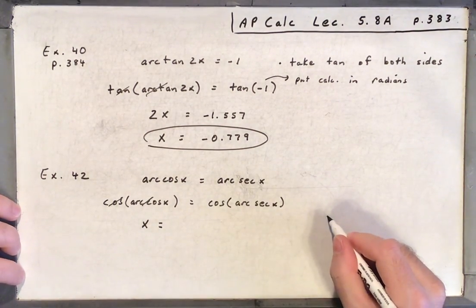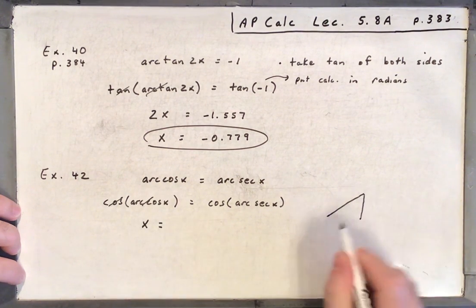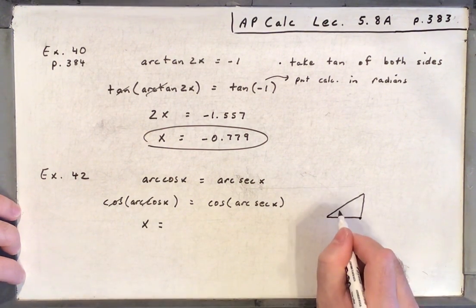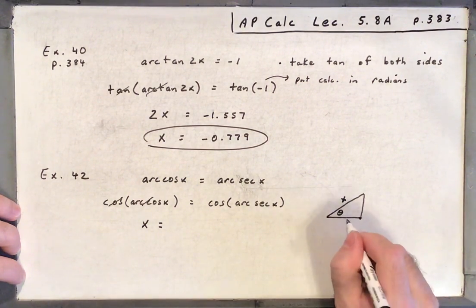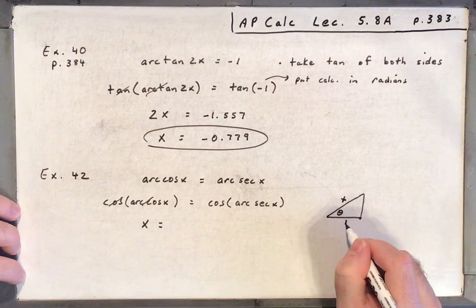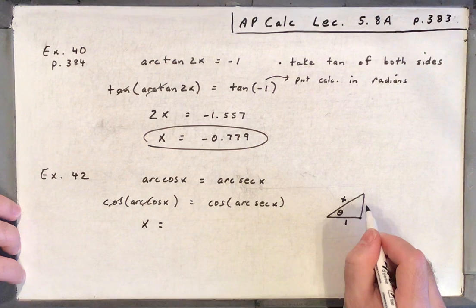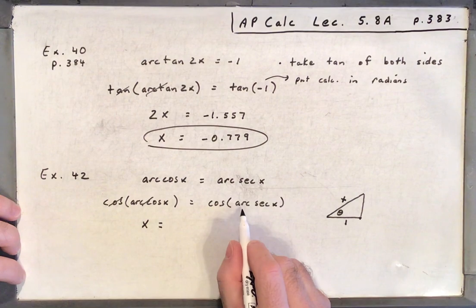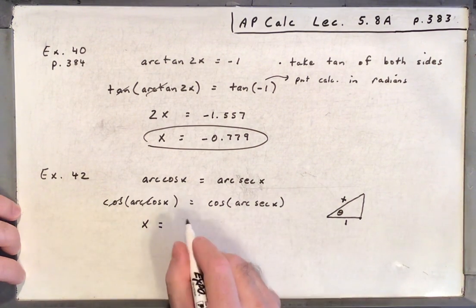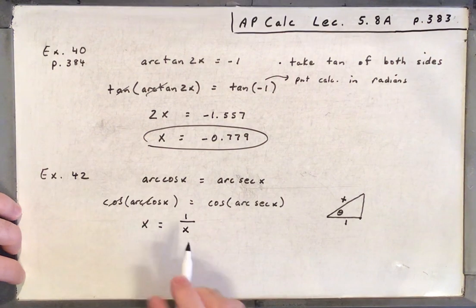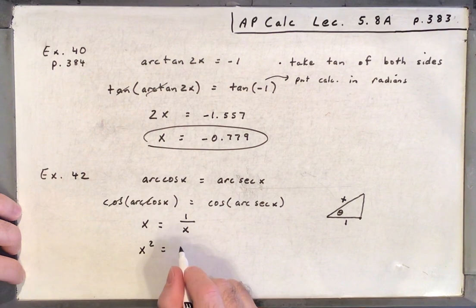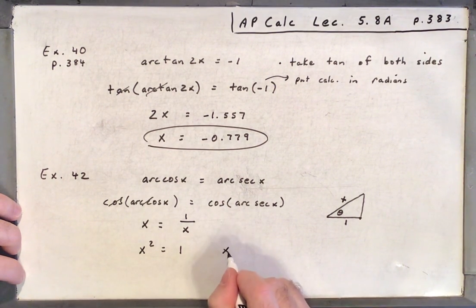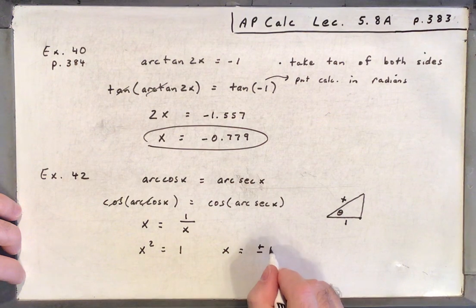But on the cosine of the arc secant, we're going to have to draw a triangle. Secant is hypotenuse over adjacent, so x over 1. Now cosine doesn't involve the opposite, so I'm not going to even try to figure that out. So cosine is going to be 1 over x. So let's multiply both sides by x. We'd have x squared is equal to 1. And then x is going to be plus or minus 1.